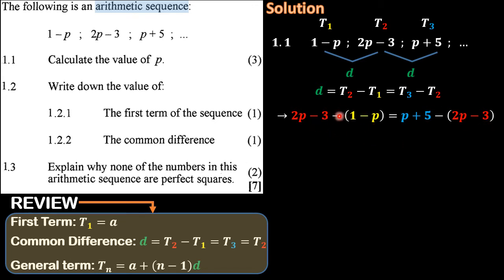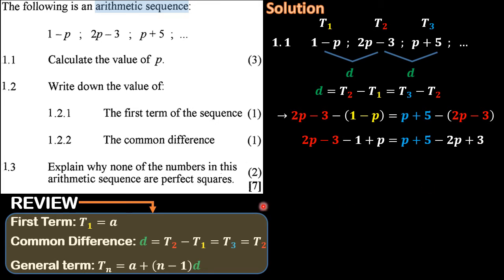It is well known to you to say negative and positive will give you negative, and negative and negative will give you positive. Hence, we'll have 2p minus 3 minus 1 plus p, which is equal to p plus 5 minus 2p, because minus multiplied by positive 2p will give you a negative 2p. Remember, this is minus 1. Okay, the coefficient here is 1. It's just that we didn't write it. So minus 1 multiplied by 2p will be minus 2p. So minus 1 multiplied by minus 3 will be positive 3.